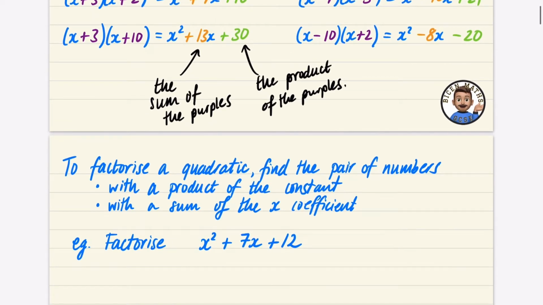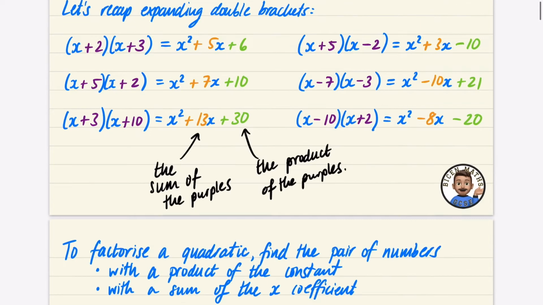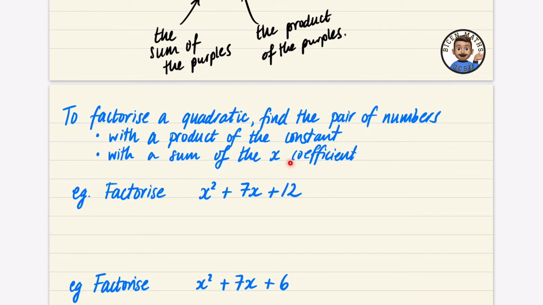So here's what I've written. To factorise a quadratic, find the pair of numbers with a product of the constant, which is this thing that we have here, the constant, with a sum of the x coefficient. So let's just quickly clarify what I mean by that. x squared plus bx plus c. The x coefficient is b, the plus b, and the constant that we have is the plus c that we have at the end.